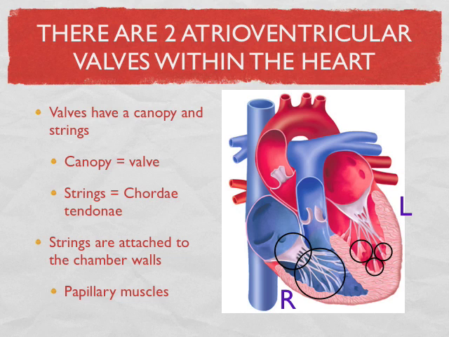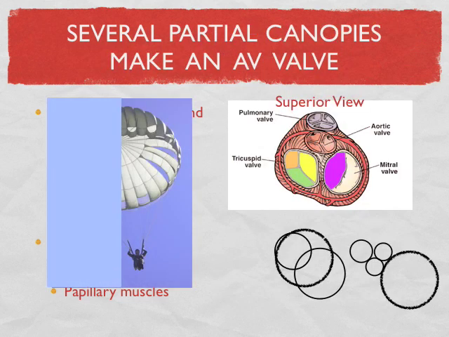Now, the valves are not made out of whole parachutes. When we talk about the parachute structure, we're actually only talking about part. Visualize half a parachute rather than a whole parachute. Okay? And then take that part of a parachute, not even half, sometimes maybe a third of a parachute, and stitch the little cut edges along the opening between the atrium and the ventricle.